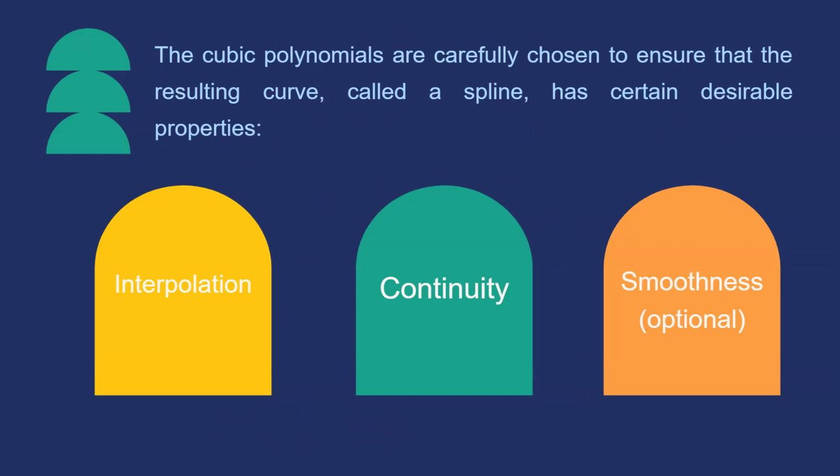The first property is interpolation. This means that the spline should pass through all the given data points. The next property is continuity. The spline should be continuous across all the intervals between the data points. This means that there should not be any jumps or gaps in the curve. The last property is smoothness, which is an optional one. In some cases, we may also need the curve to have a continuous first derivative, which means that the slope should be continuous across the intervals between the data points. This ensures the curve is even smoother.